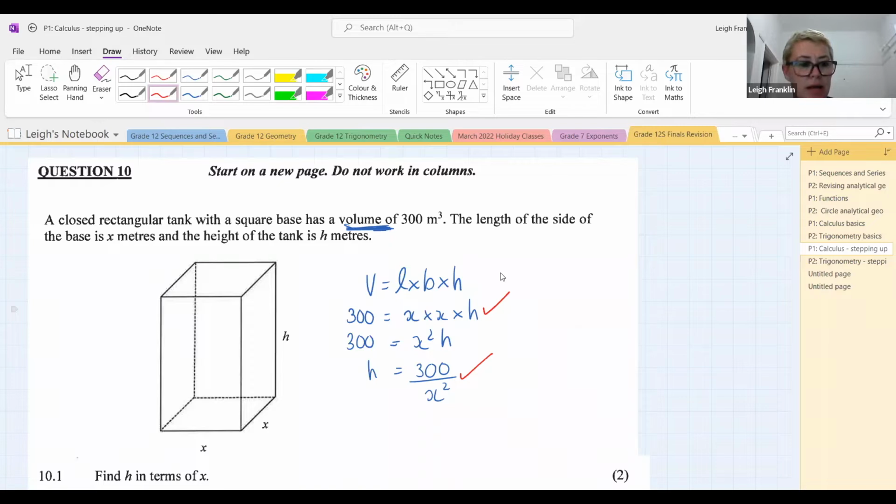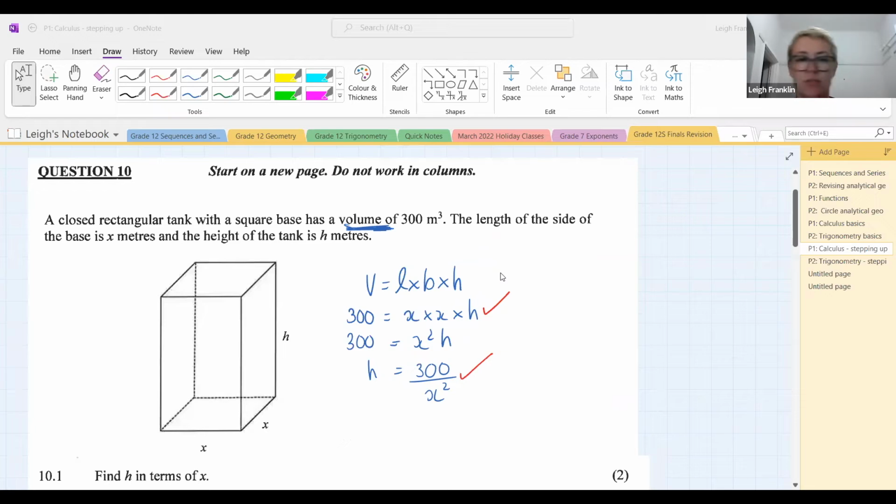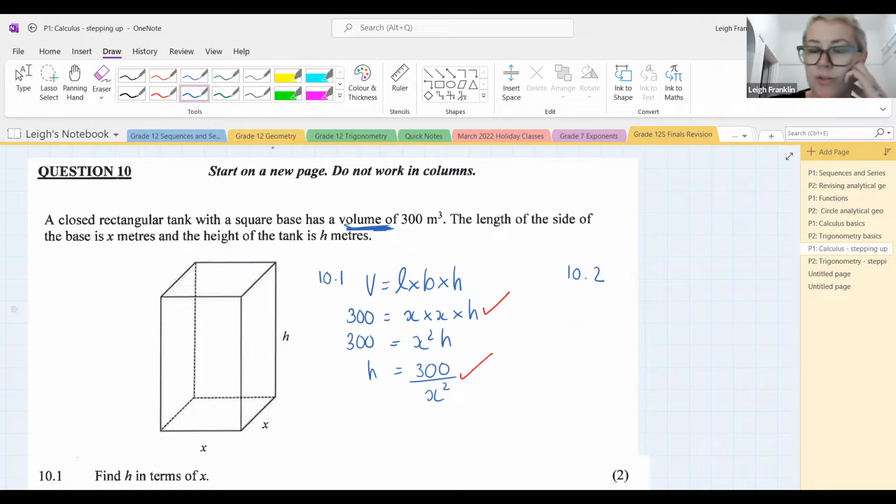Cool beans. 10.2, show that the total surface area of the prism is A of X equals 2X squared plus 1,200X to the power of -1. All right, so now they want us to work with surface area. So now I want you guys to tell me what the surface area of this box is. How would we work out what the surface area of this box is?